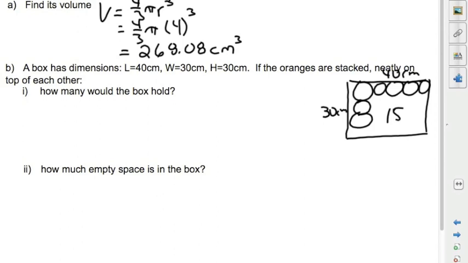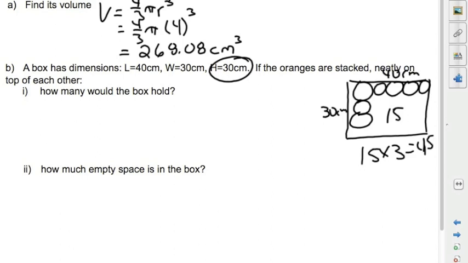While the box is 30 centimeters high, how many layers can we actually have? So we have one orange sitting on top of another. How many oranges can we stack one on top of the other? Sorry, I was looking at the length. The height of our box is 30 centimeters. So 3, same as our width. We can only get 3 layers. So we can only fit 45 oranges in this box.